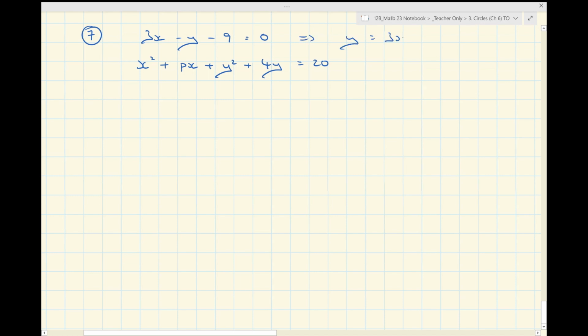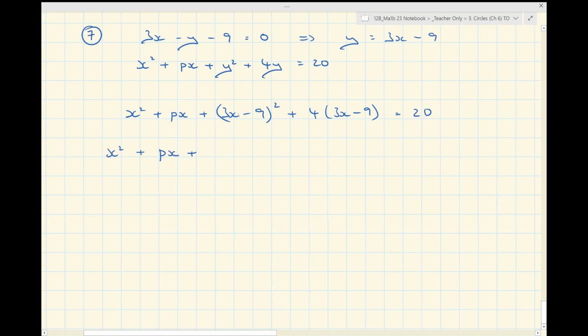Give me y equals 3x minus 9. And then I'd substitute that value of y into my equation for this circle. So I'd have x squared plus px plus (3x minus 9) squared plus 4 lots of 3x minus 9 equals 20. All right, now let's play around with this.